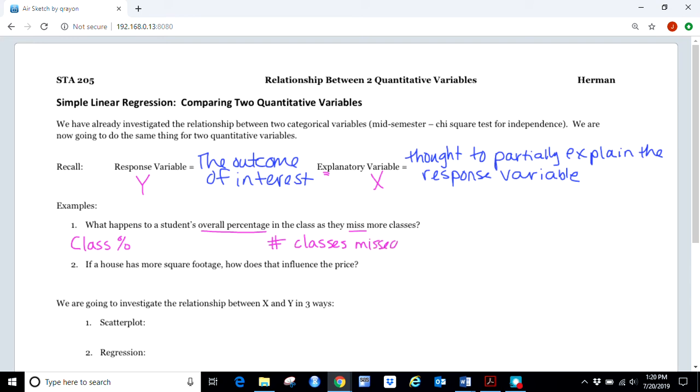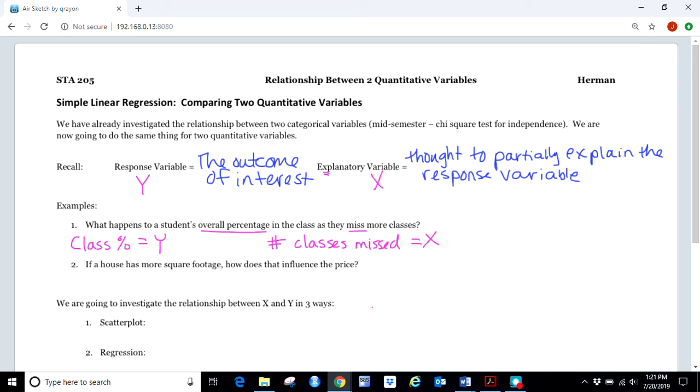And one of the first things we need to know is which one of these is x and which one of these is y. So which one is the one I really want to know, the outcome of interest, the response variable? Well, I want to see what happens to a student's overall percentage. That's what I really want to know. So that's going to be our y. And then we think the number of classes missed may impact that in some way. So we're going to think that it may explain their class percentage.